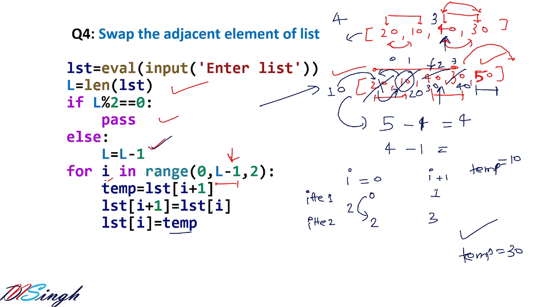I hope you understood now how these adjacent elements are swapped between each other. And next, after the swap, we are going to print the list. So that is the solution for this particular question.